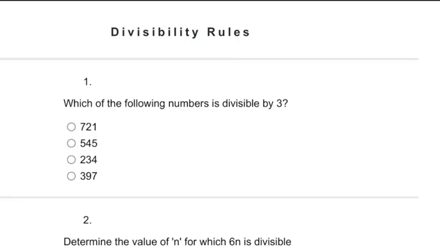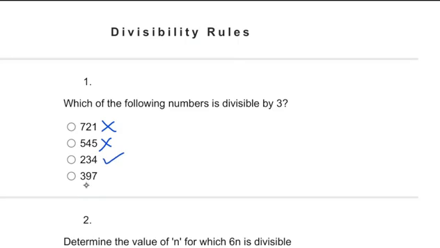You add the digits together. Like this one, 7 plus 2 is 9, plus 1 gives 10. So in that case, 10 is not divisible by 3, so this one is out. Then 5 plus 4 is 9, 9 plus 5 is 14. It's not divisible by 3. 2 plus 3 is 5, 5 plus 4 is 9. 9 is divisible by 3.